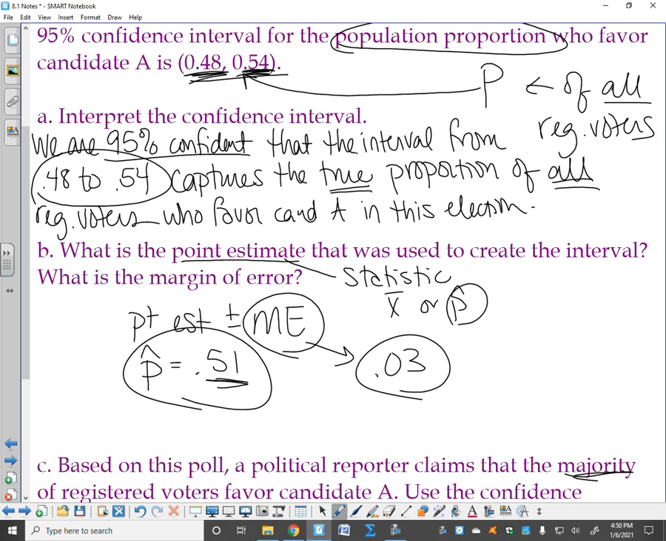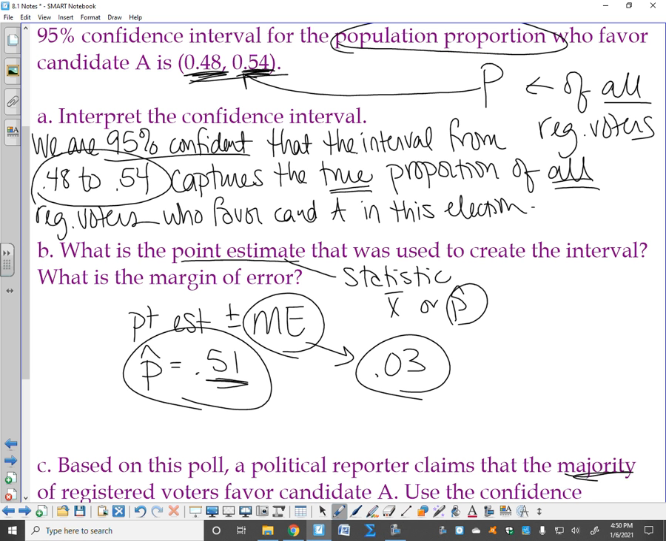But 0.48, 0.49, and 0.50 are all not majorities. So I think this reporter has an unfounded claim. It could be true, but based on this, I'm 95% confident that it's between 0.48 and 0.54. Some of those values are less than 51%, which would be the majority. So I think this does not give convincing evidence to support this claim.